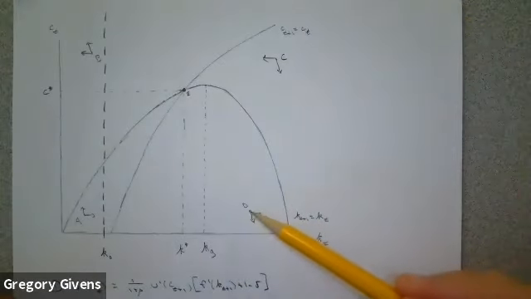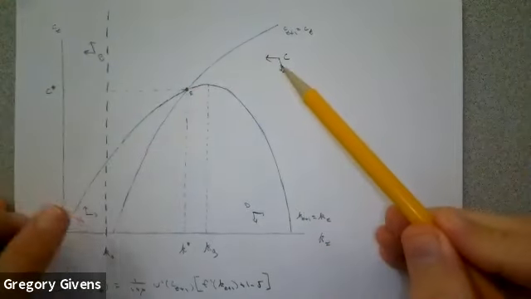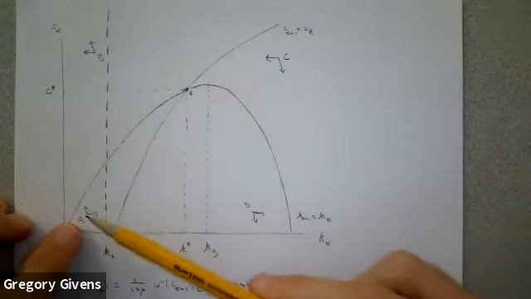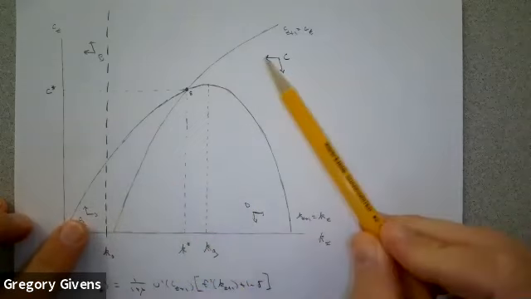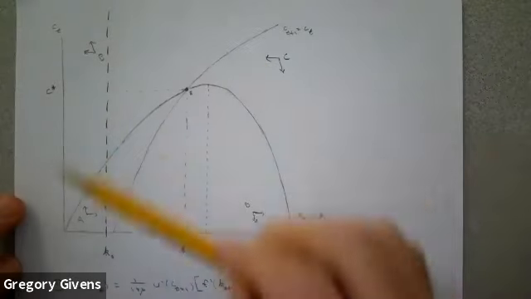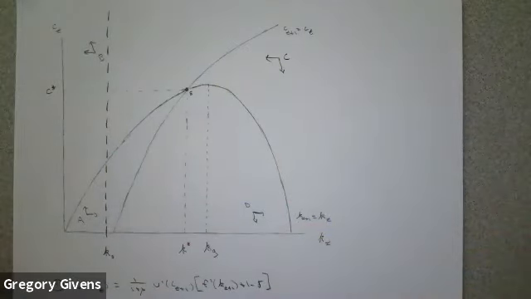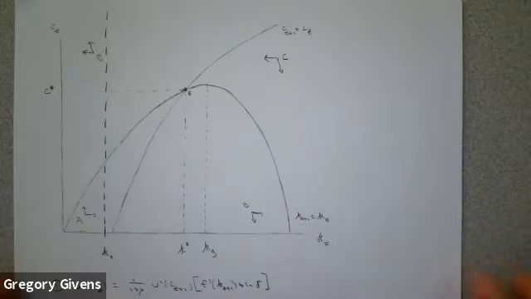In region D, we're moving in the southeast direction. In regions A and C, however, in region A, we're moving northeast, and in region C, we're moving southwest. So by analyzing the dynamics within each of these different regions, we can see what the stability properties of the model are. Now, let me again make one thing perfectly clear.